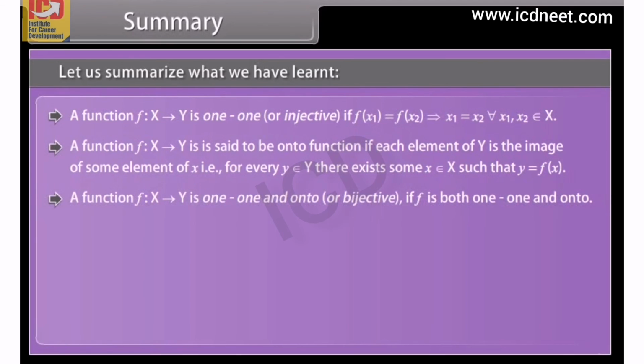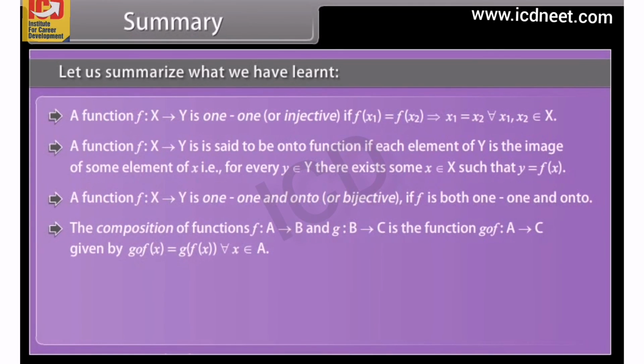A function f from X to Y is one-one and onto or bijective if f is both one-one and onto. The composition of functions f from A to B and g from B to C is the function gof from A to C given by gof of x is equal to g of f of x for each x belongs to A.